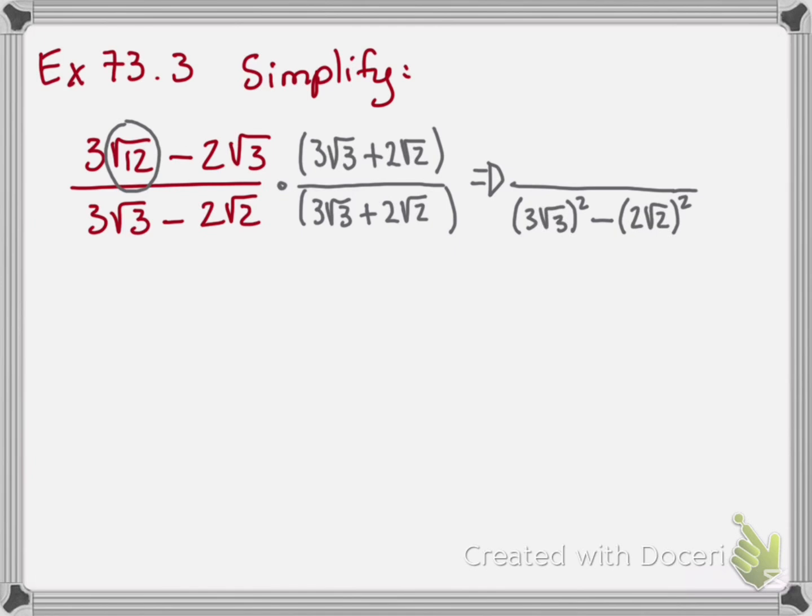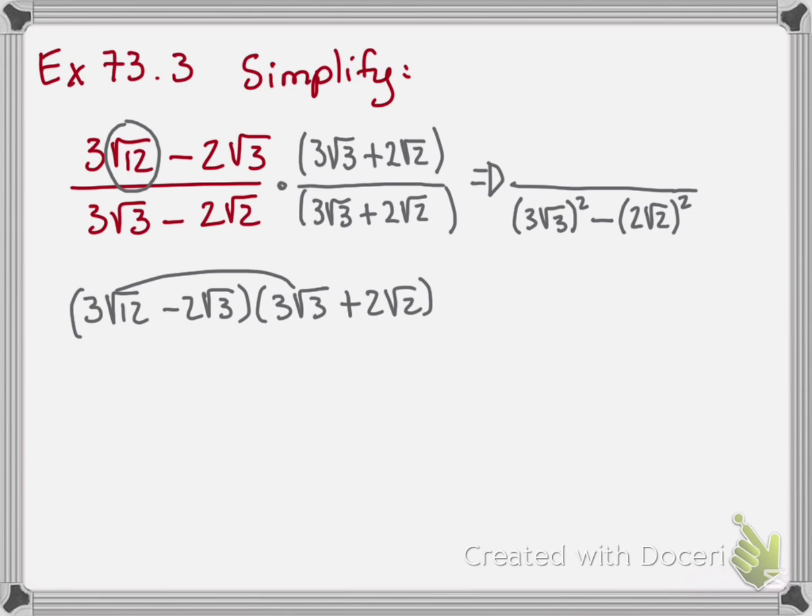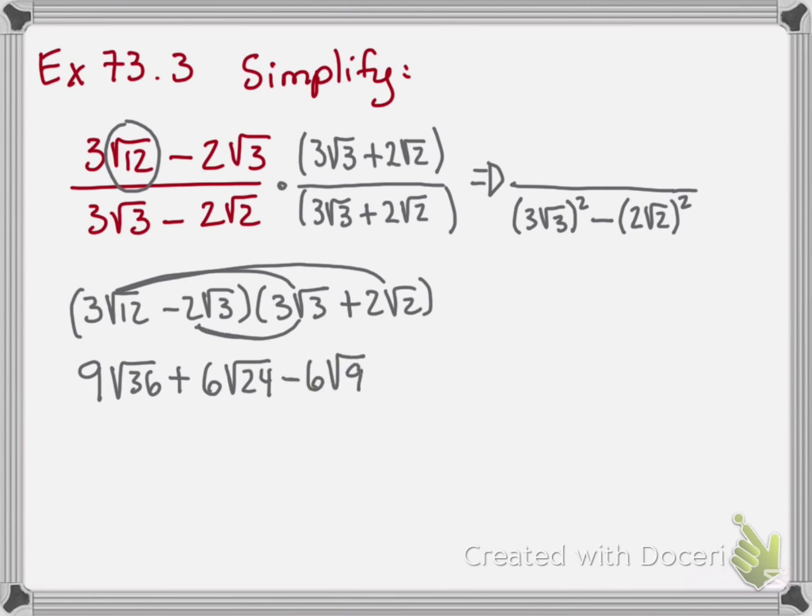Okay? Now, in the top, since this is a big one, why don't we do it here on the side? So we're going to multiply these. So if I multiply the first two, it is 9 square root of 36. If I multiply 3 square root of 12 times 2 square root of 2, that is 6 square root of 24. Then negative 2 square root of 3 times 3 is negative 6 square root of 9. And negative 2 square root of 3 times 2 square root of 2 is negative 4 square root of 6. Now we have to simplify.